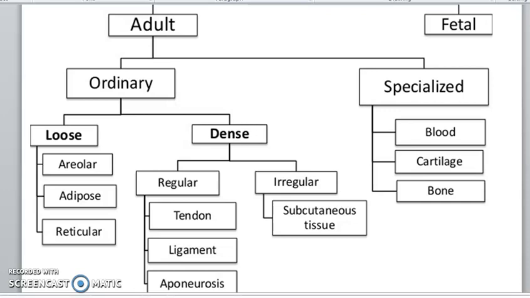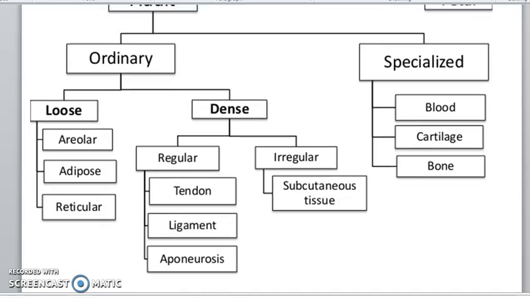Now, the ordinary connective tissues that are loose or dense, that is the proper connective tissues. The loose connective tissues include the areolar, the adipose, and then the reticular. For the dense connective tissues, they include either regular or irregular connective tissues. For the regular connective tissues, they include the tendon, the ligament, the aponeurosis, while the irregular connective tissues include subcutaneous tissues. The specialized connective tissues are the blood, the cartilage, and the bone.